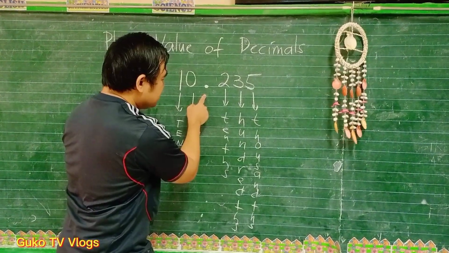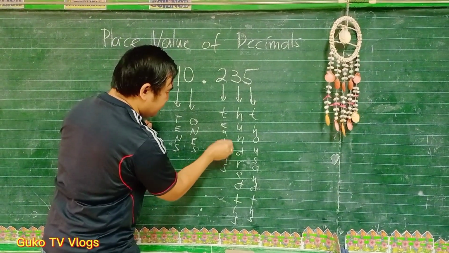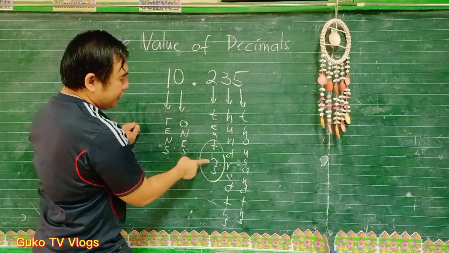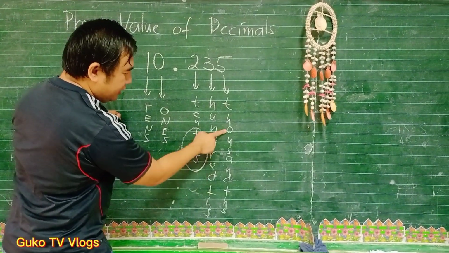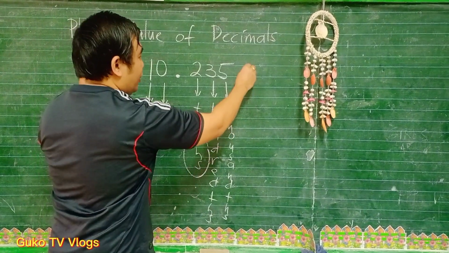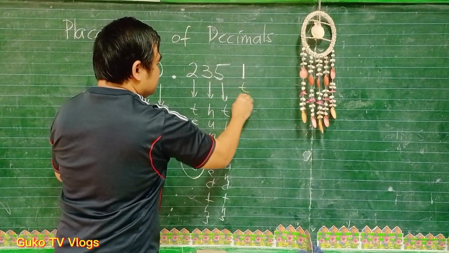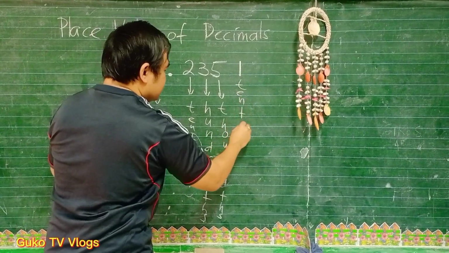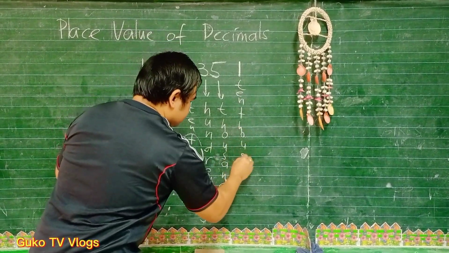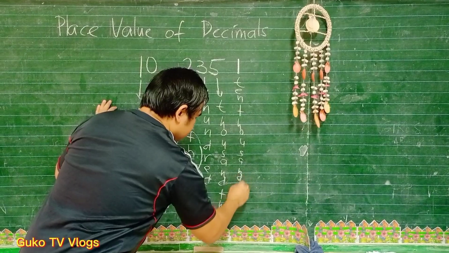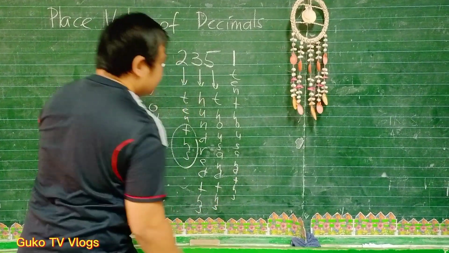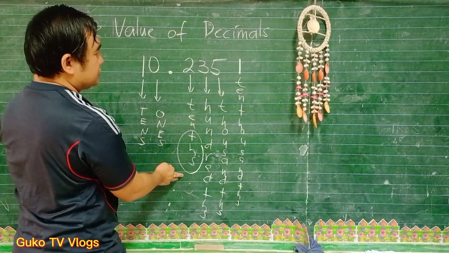The place value ends with THS. So tenths, hundredths, and thousandths. And if one number is in here, this is the ten thousandths place. Again, it ends with THS.